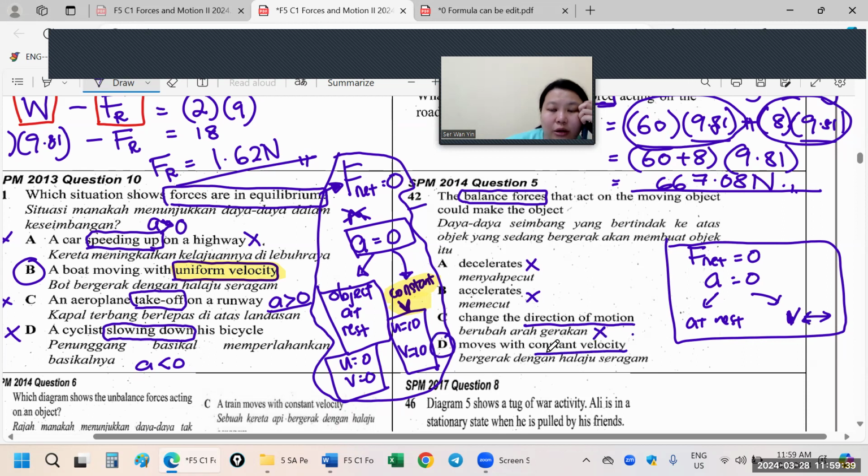Okay. Constant velocity, I would like to use an arrow like this. Constant means never change. My short form. Don't use in exam.